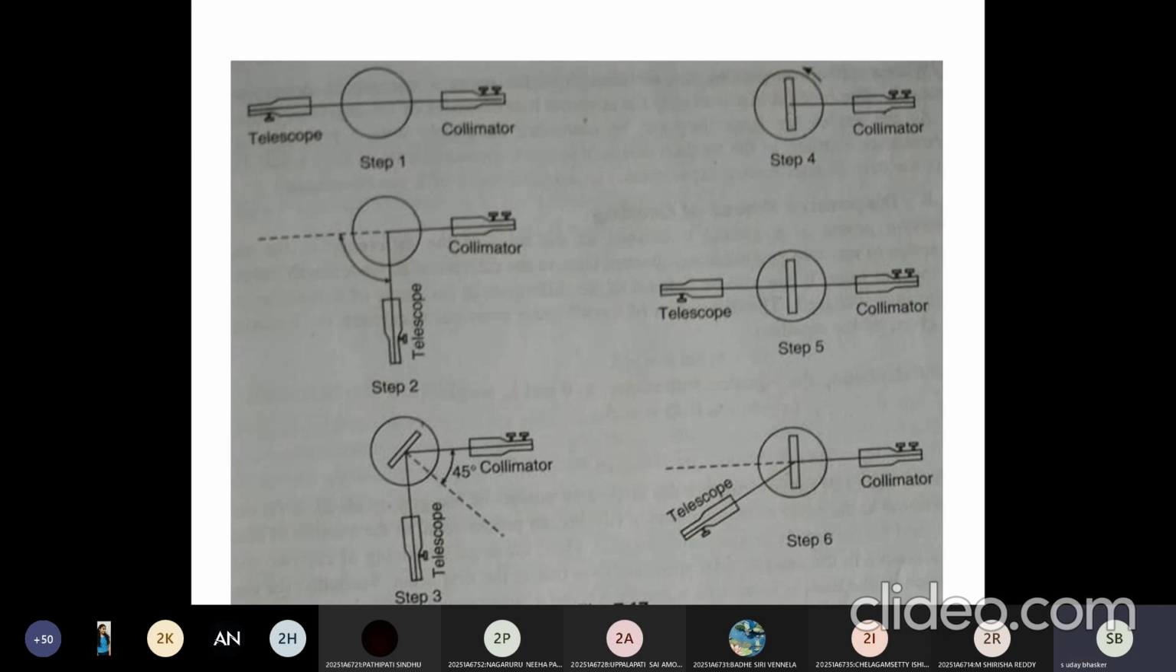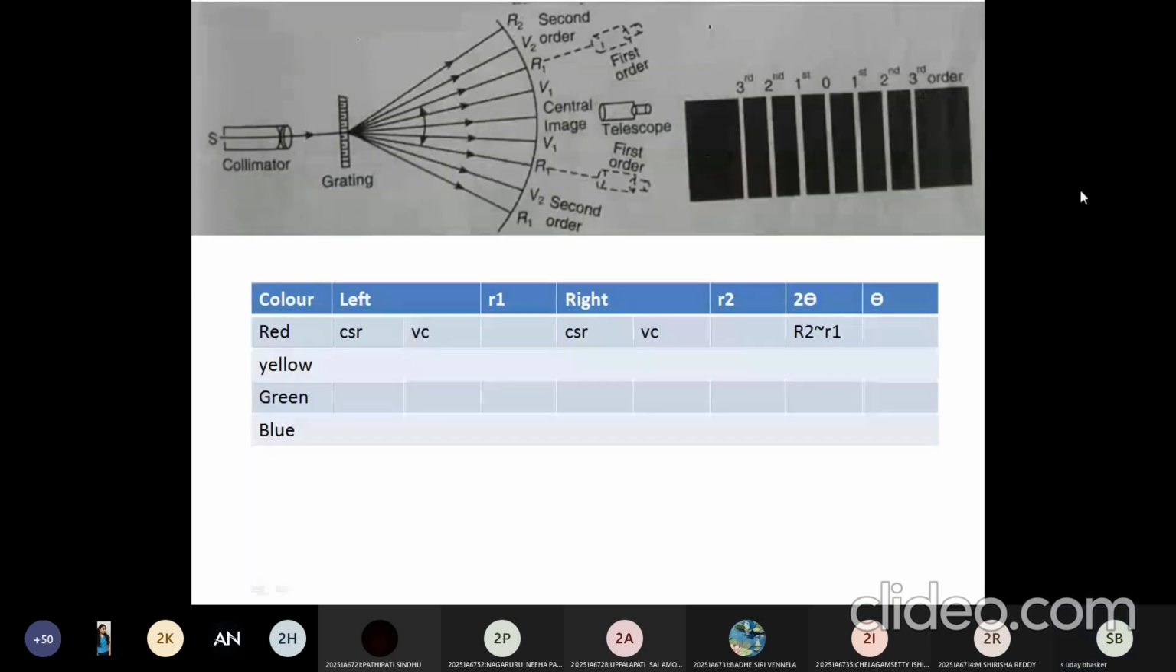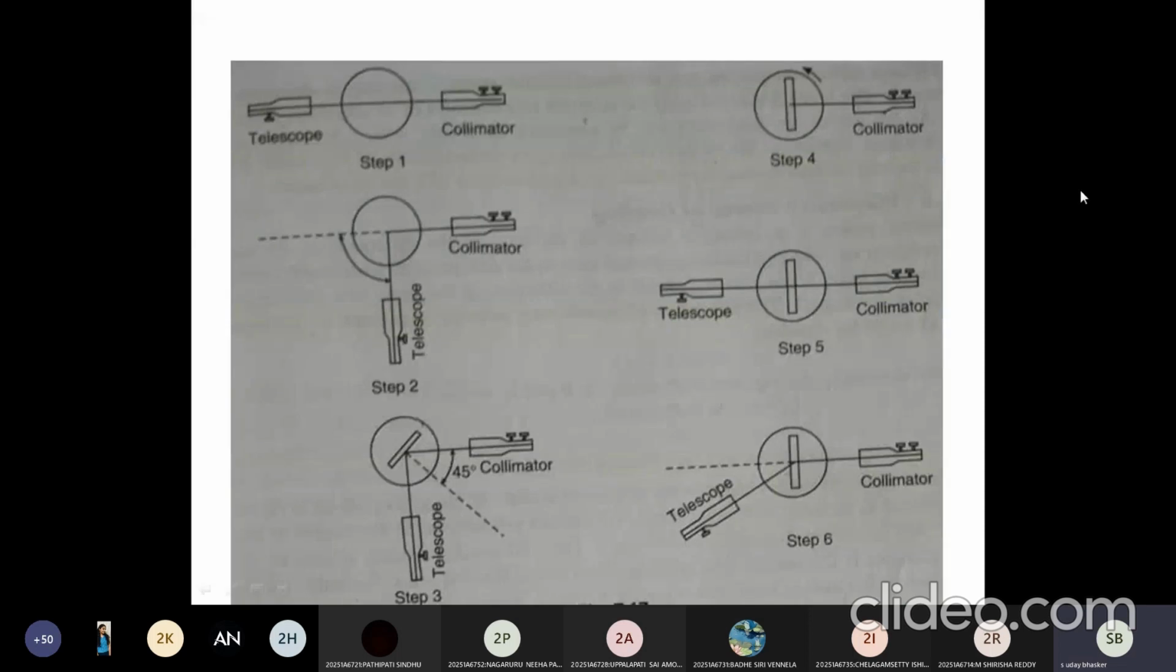Now let me explain the thing. In the first figure, we place the collimator and telescope. Collimator is nothing but a device that gives you a parallel beam of light. The collimator gives you a parallel beam of light. The telescope is usually adjusted to receive a parallel beam of light.